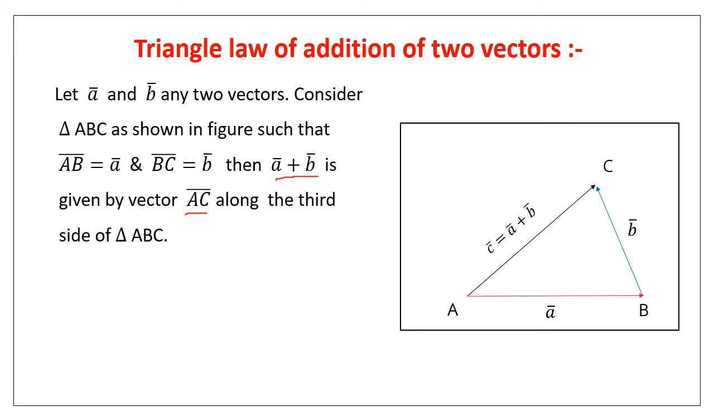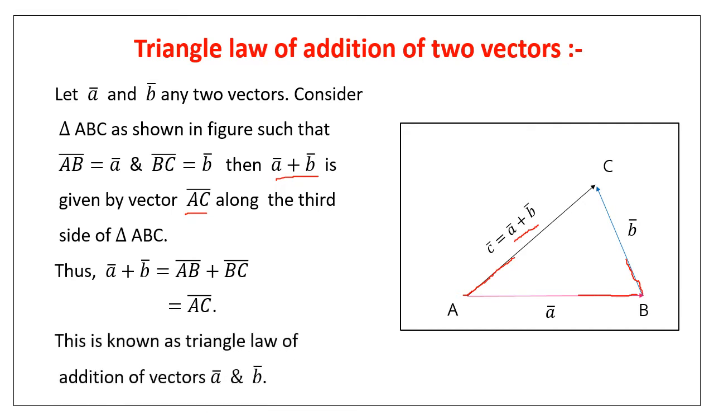So the third side AC bar gives us a bar plus b bar. So a bar plus b bar equals AB bar plus BC bar, which is nothing but AC bar. So this is known as the triangle law of addition of vectors a bar and b bar.